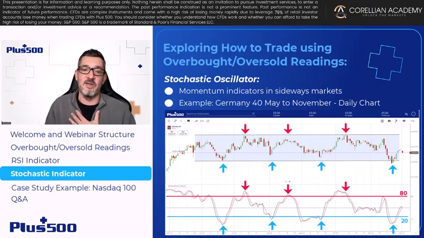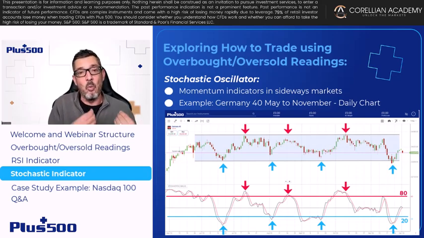So the conclusion is straightforward. In sideways, range-bound markets, momentum indicators like stochastics and the RSI work extremely well. They can help you identify potential turning points and trade the range more effectively.